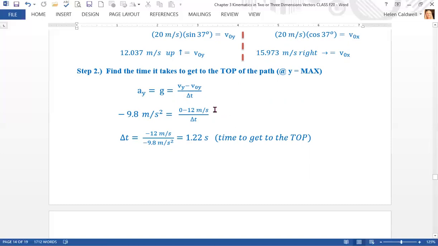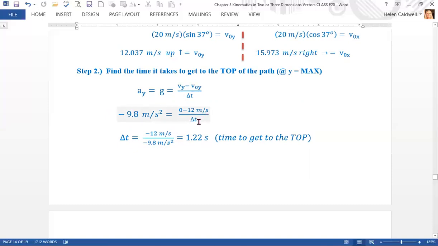So 0 minus 12 meters per second over delta t. I need to get rid of the delta t. And see here, I put two steps in one calculation. I multiplied both sides by delta t to bring the delta t up on the left, and I divided both sides by negative 9.8. If that's too many steps for you to do and not screw up, make it a two-step problem. Add some more steps. And if you need help with this, I'm happy to help you.